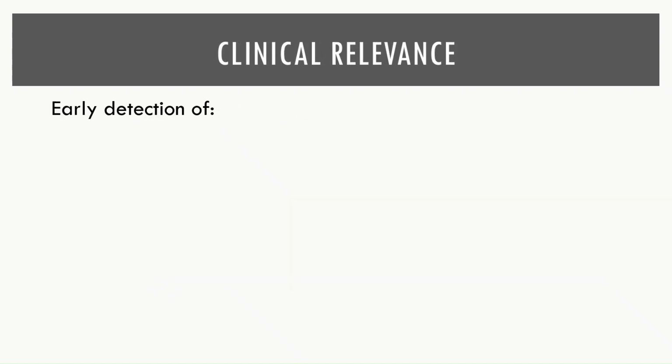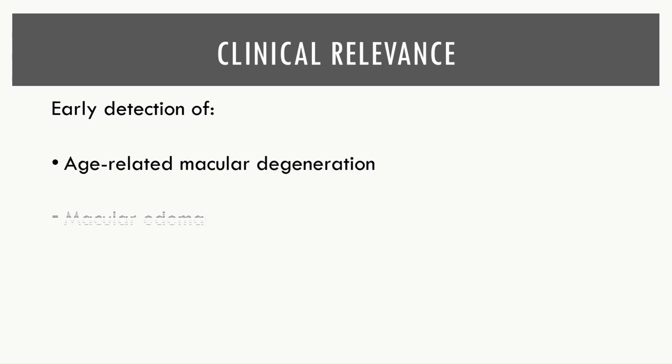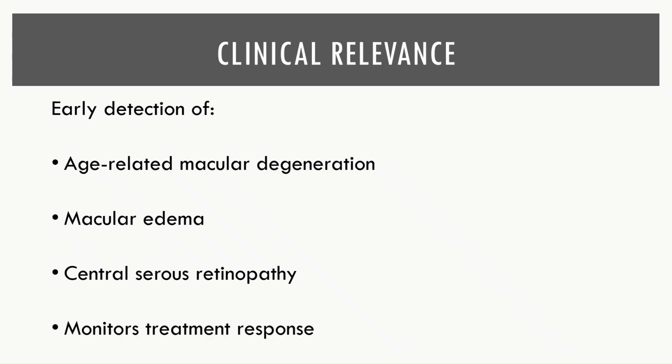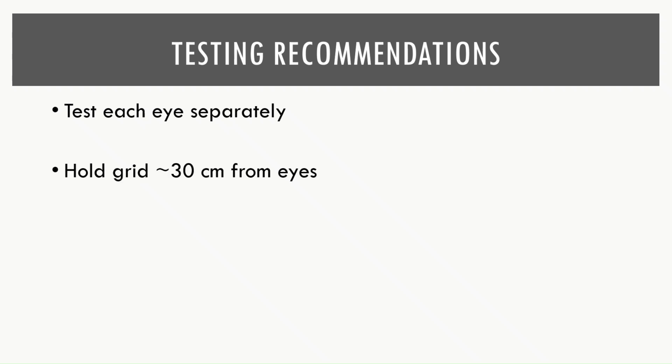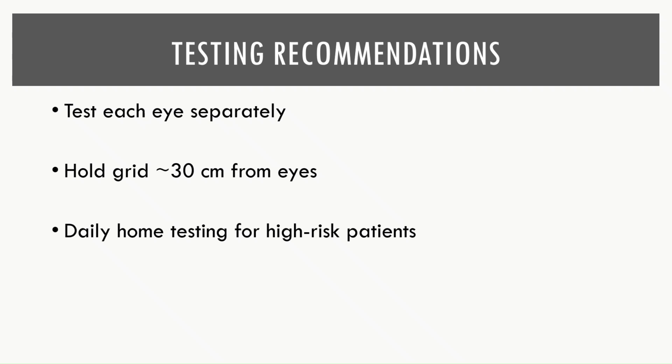Amsler Grid testing is particularly valuable for early detection and follow-up of macular disorders such as age-related macular degeneration, macular edema, and central serous chorioretinopathy. Testing should be done monocularly at about 30 centimeters. High-risk patients are encouraged to perform daily home tests and report any new distortions promptly.